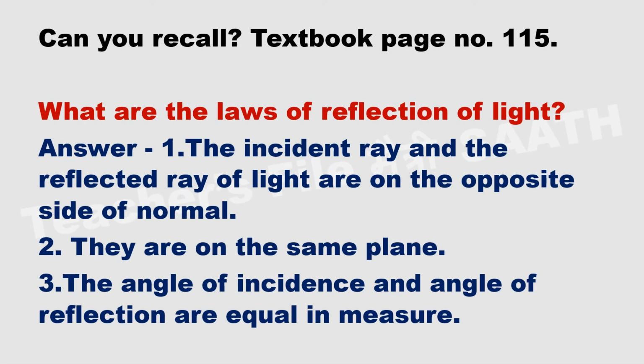Can you recall? Textbook page number 115. What are the laws of reflection of light? Answer. The incident ray and the reflected ray of light are on the opposite sides of the normal. They are on the same plane. The angle of incidence and the angle of reflection are equal in measure.